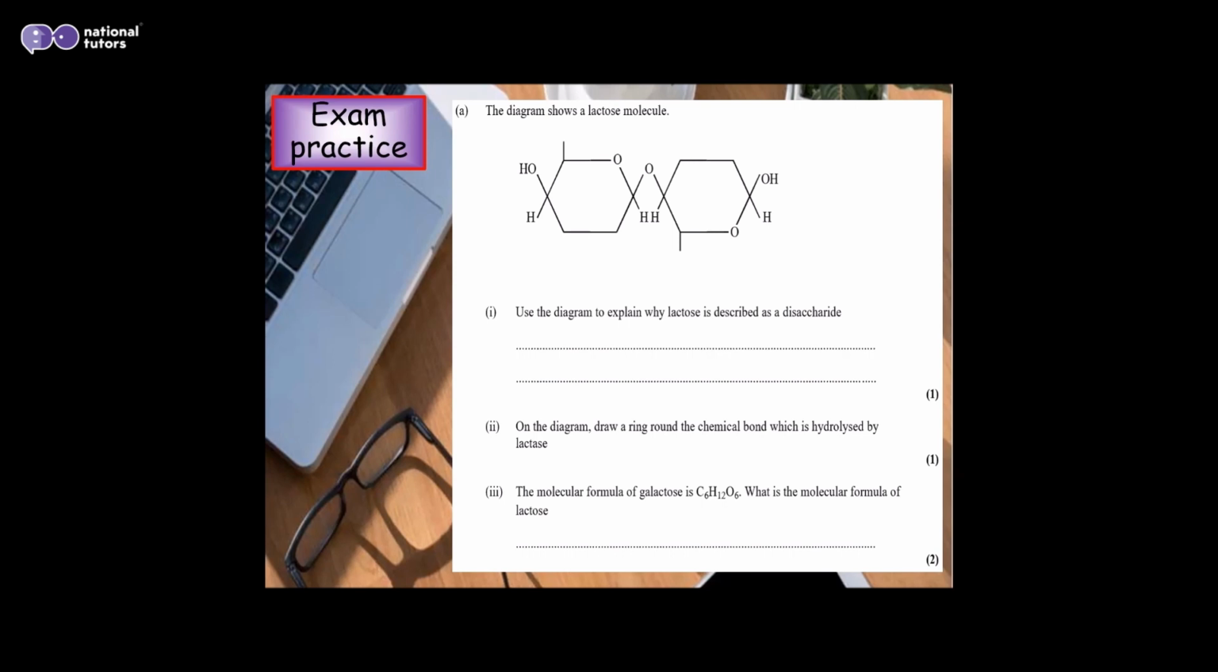What's the molecular formula for lactose? So you should be able to work that out from there. That's the most difficult one. It's a 2 marker. The other 2 are 1 marker. So pause until you're ready to go.